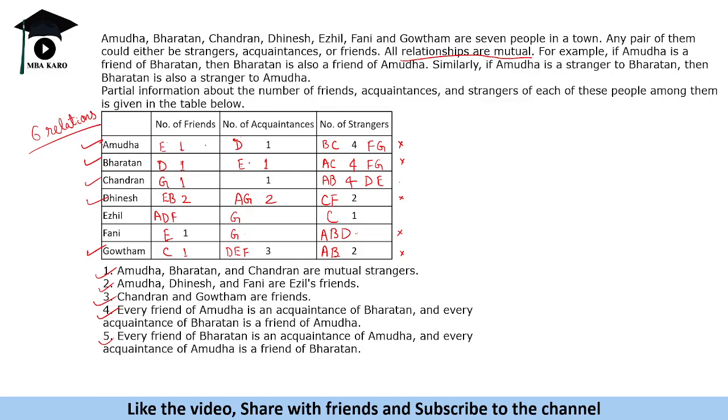So Azil is an acquaintance, isn't it? For Bharatan, Azil is an acquaintance. So Bharatan will be acquaintance to Azil. So similarly, this is also done 3 to 1, total six people.